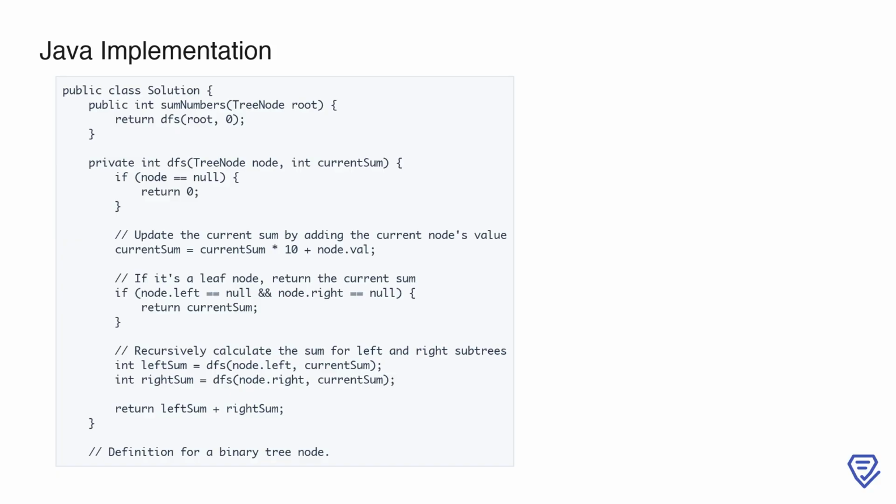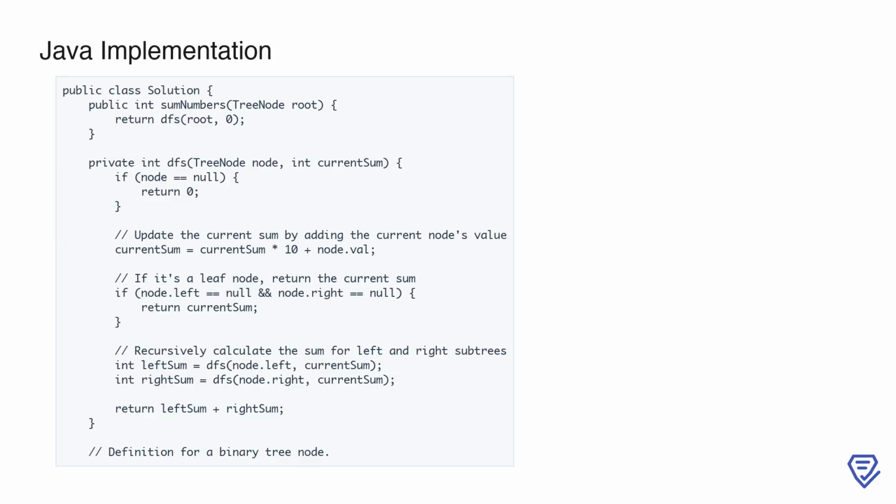Here, we define the sumNumbers method, which serves as the entry point for our solution. It takes the root of the binary tree as input and initiates a depth-first search by calling the DFS helper method. The DFS method is where the main logic resides. It takes two arguments, the current node and the cumulative sum calculated so far. If the current node is null, we simply return 0 because there's no contribution to the total sum.